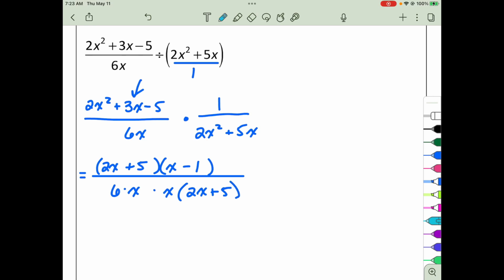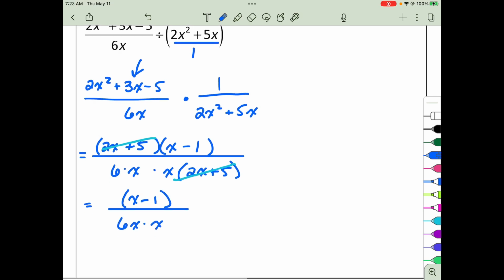And now that we have factored, and only once we have factored can we cancel. So we have 2x plus 5 cancels with 2x plus 5. So now we are left with x minus 1 over 6x times x, which is x minus 1 over 6x squared. And I cannot cancel this x squared with this x because this x minus 1 is one factor. It can only cancel with another x minus 1.